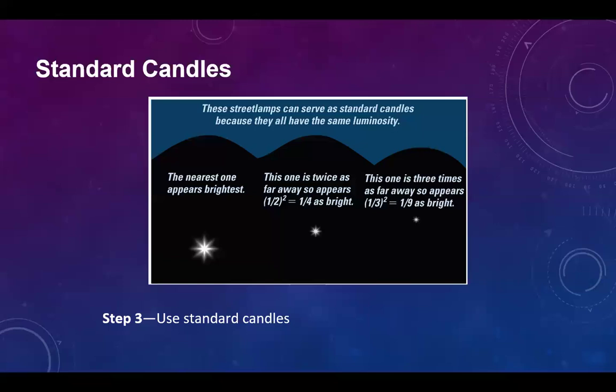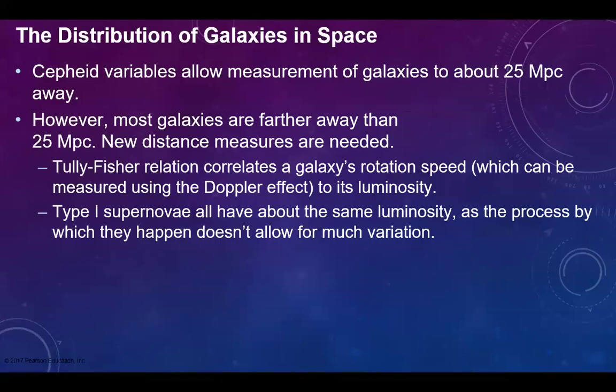We can do this in space. So Cepheid variables allow measurement of galaxies out to about 25 megaparsecs away. Most galaxies are further than 25 megaparsecs away. So we need new distance indicators to figure out the distance to further galaxies.